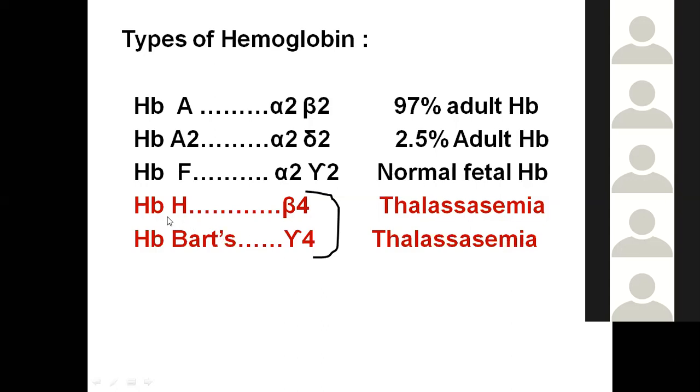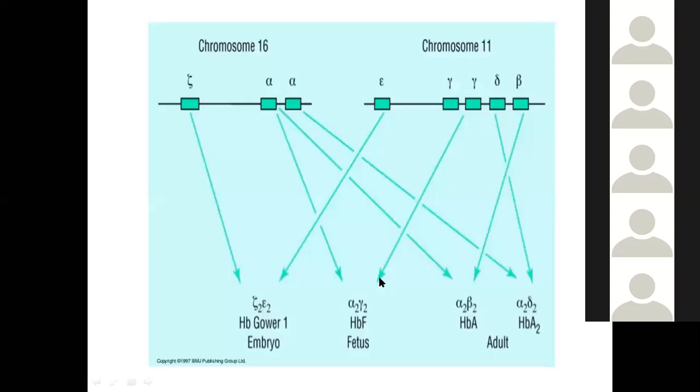Now, we come to hemoglobin H and hemoglobin Barts. Hemoglobin H means all the chains are beta. No alpha, no gamma, no delta, but we have beta 4. All four globin chains are of beta type, so beta 4 is hemoglobin H thalassemia. And then we have hemoglobin Barts, that is gamma 4. All the chains are gamma. Remember, this is also known as hydrops fetalis. Survival of the fetus is not possible.